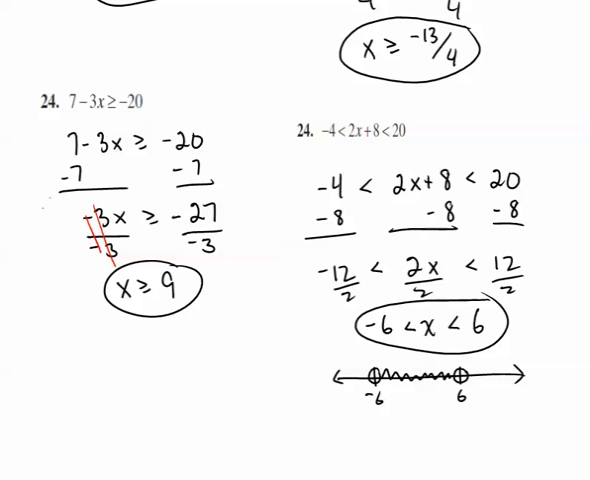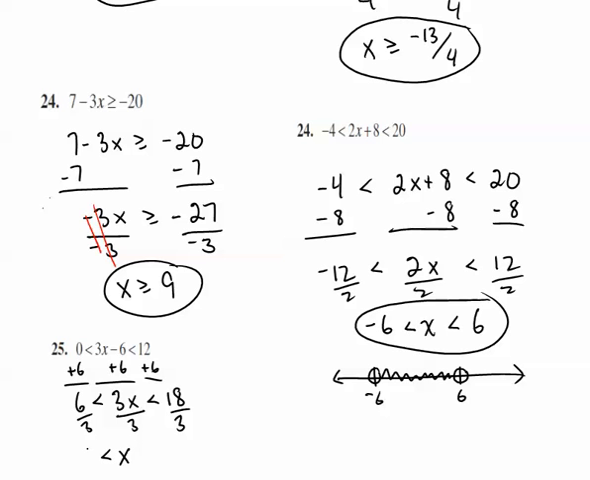We'll do number 25 now. With number 25, we're going to do similarly as we did in 24. We add 6 to each part. And so we have 6 is less than 3x is less than 18. Then we need to divide each part by 3. And we end up with x is greater than 2, but less than 6.